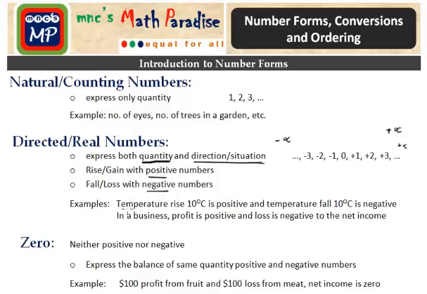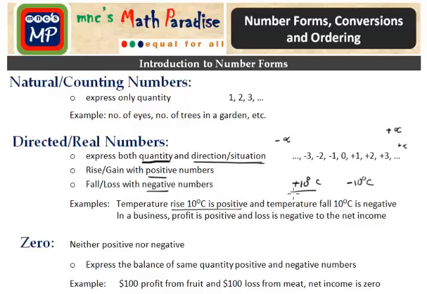Here are two examples. Temperature rise 10 degrees centigrade. This will be treated as positive 10 degrees centigrade. That means the temperature rises 10 degrees centigrade. Similarly, temperature falls 10 degrees centigrade. This situation will be represented as minus 10 degrees centigrade. That means not the absolute temperature, but the change of temperature is negative, or the change of temperature is positive. So in this way, real numbers will represent quantity. Quantity here is 10 degrees centigrade, and the change, if it rises, then the change is in the positive way. If the temperature is falling, then the change is in the negative way.